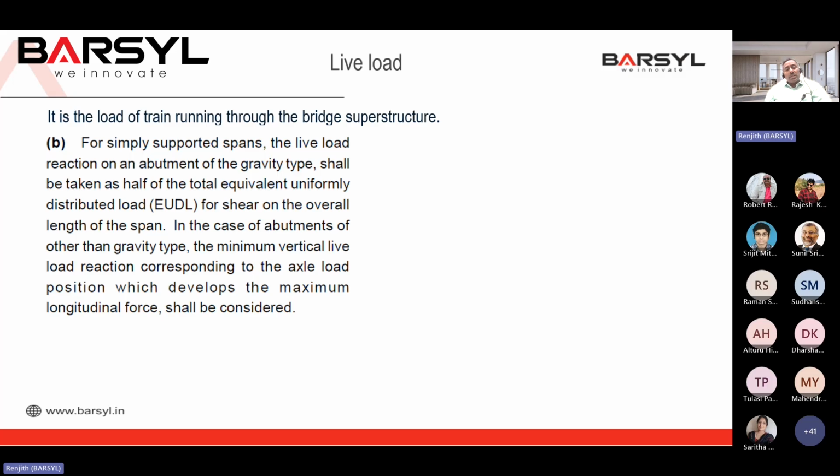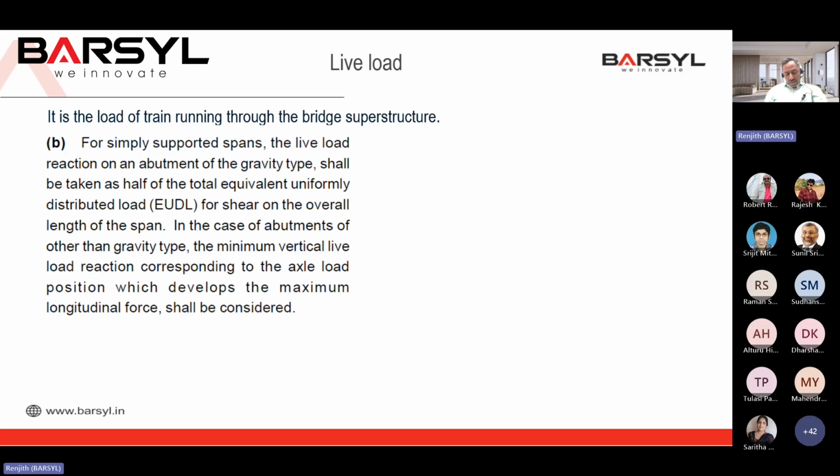For example, class A load, special vehicle loads, class 70R loads. These are all specifications. So the axle loads are clearly mentioned in that, and the axle spacing also is there. Based on that, we have to find out how much is the reaction coming on this abutment. So that is about road.